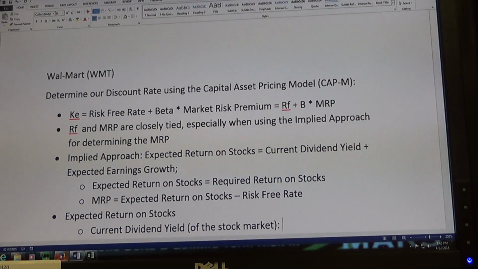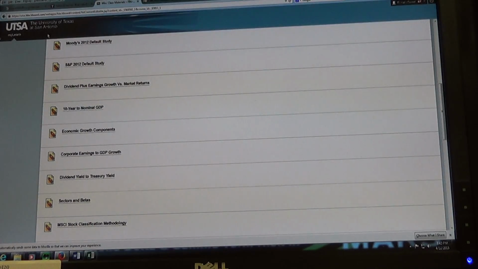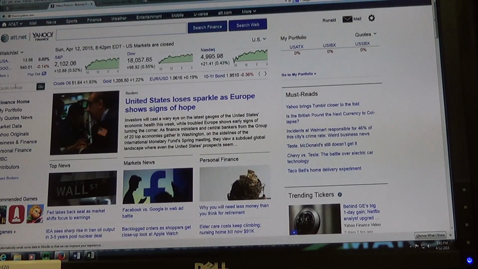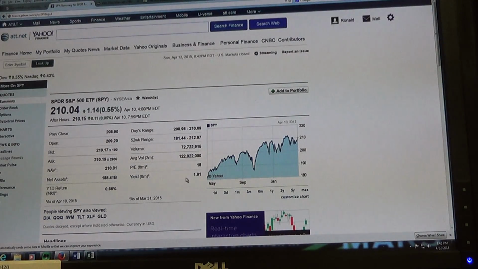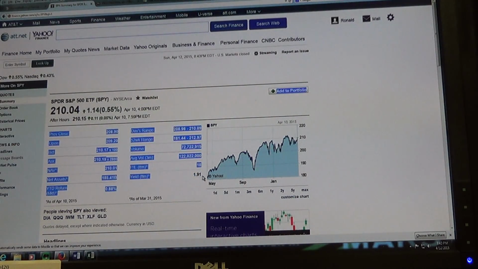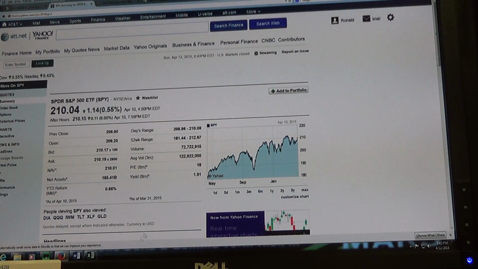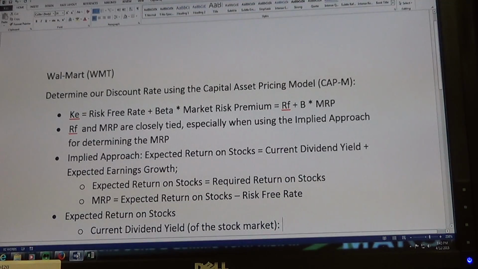Well, we can go to Yahoo Finance. And a good way to look at the total stock market is to bring in the SPY, which is the exchange traded fund on the S&P 500. We bring that up, and it shows us that the current dividend yield on the SPY is 1.91%. So we can use that 1.91% as the current dividend yield.